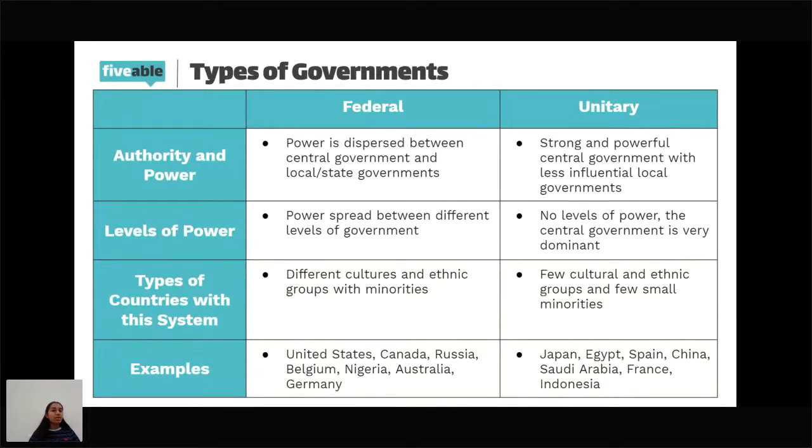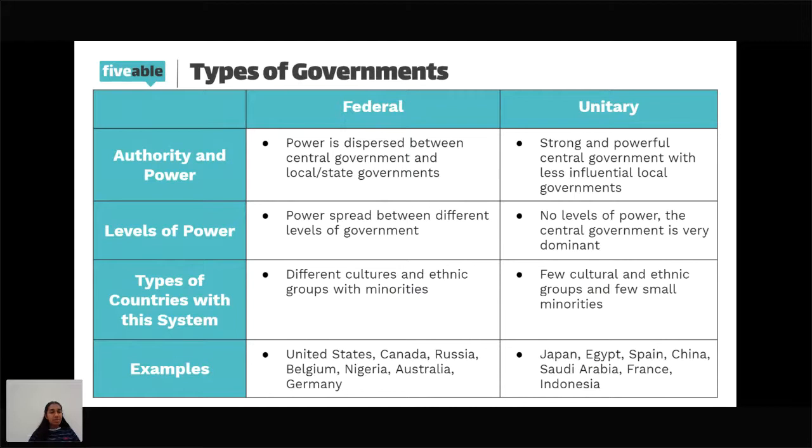Unitary governments aren't necessarily dictatorships. I just like to remind you that. They can also be democratic, but just have a really powerful central government. Like France, they have a very strong central government, but they also care for what their population says. They're just considered unitary because of their central government.